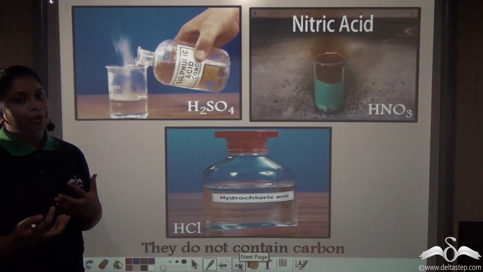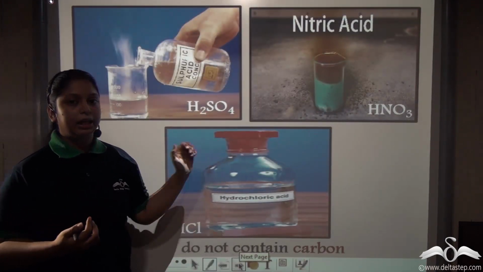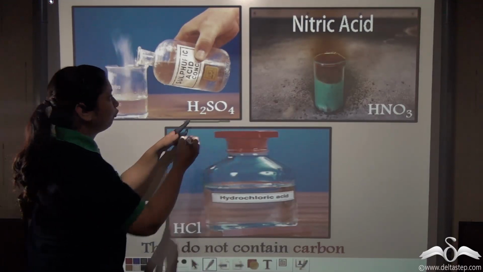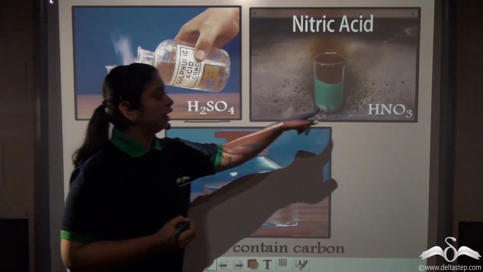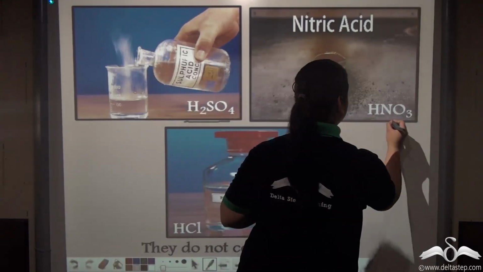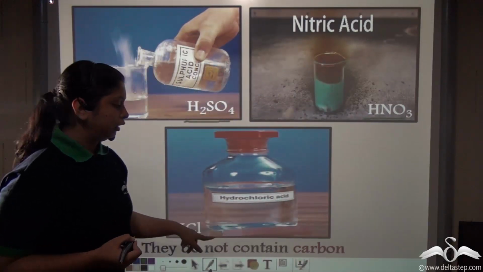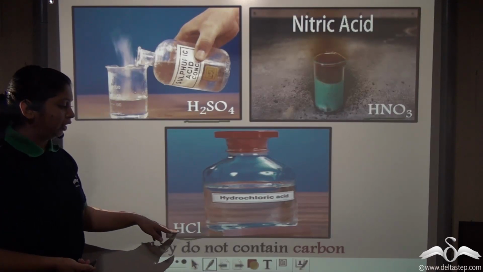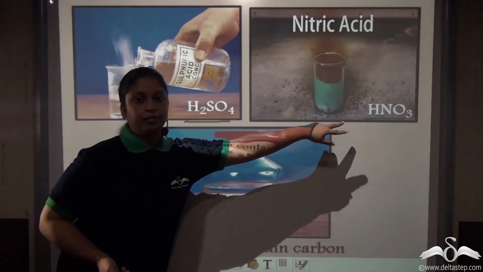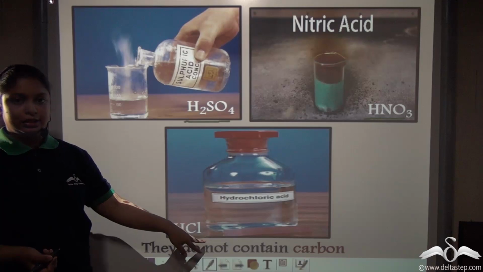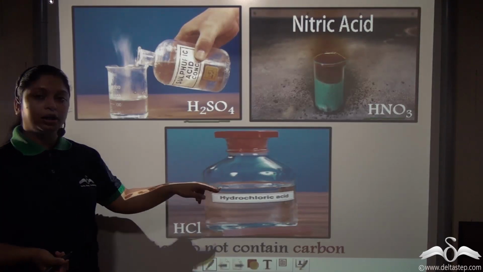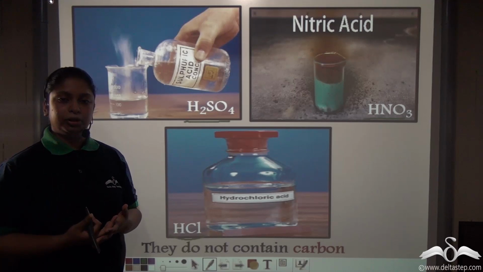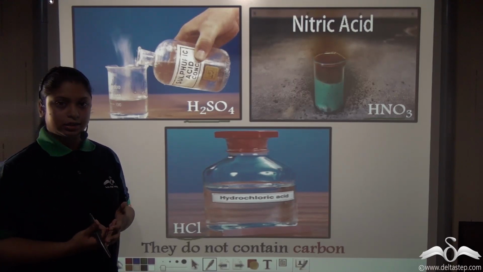Now, if we see the chemical formula of these inorganic acids, let's see what are the chemical formula. H2SO4 for sulfuric acid, HNO3 for nitric acid, and like I said, HCl for hydrochloric acid. Now notice we do not have carbon in any of these acids. So they do not contain carbon. Thus, inorganic acids lack carbon unlike the organic acids.